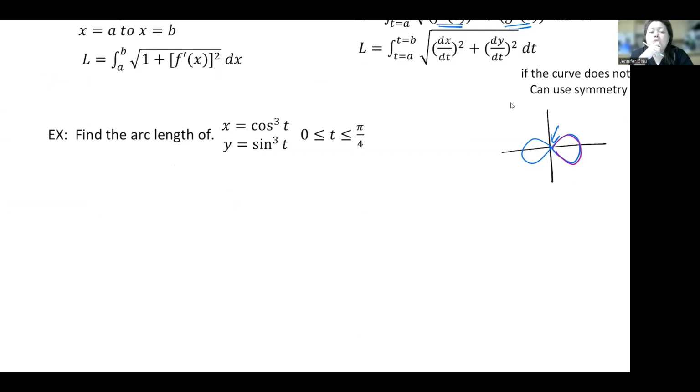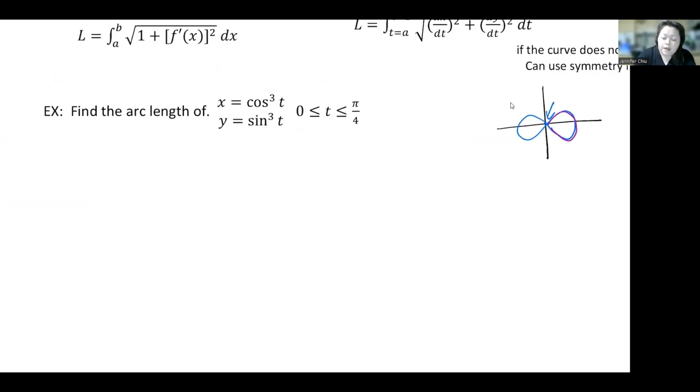For me, I would actually do the derivative separately here so that it's not so much work all at once, right? So I go dx/dt, don't forget your chain rule: 3 cosine squared t times negative sine t. And then dy/dt is going to be 3 sine squared t cosine t. All right, now I can put in my equation for arc length.